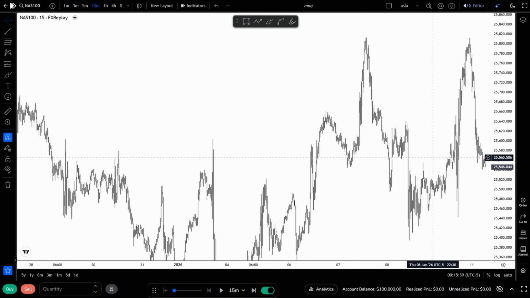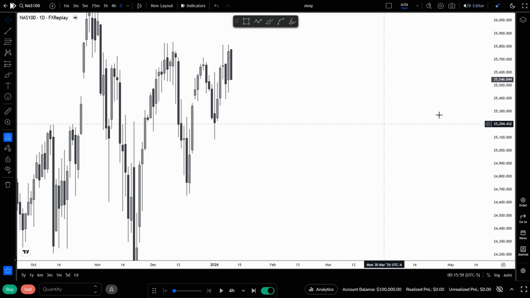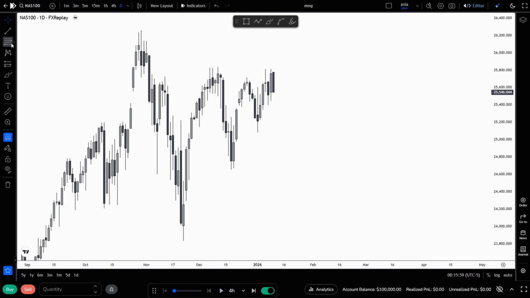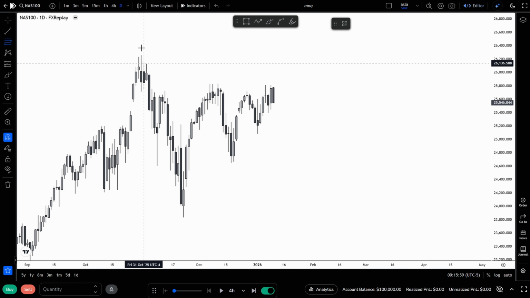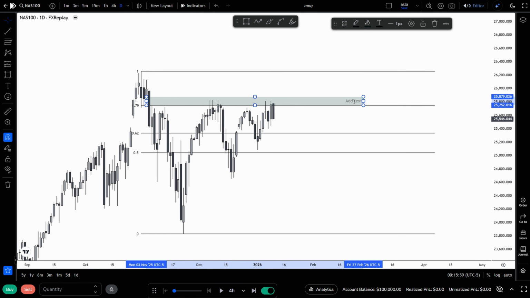Now let me show you one more example of how you are going to use these swing highs and lows, and how to identify the swing points that actually matter. Just like before, the first thing we need to do is determine the bias. If we move to the daily time frame, what do we see?